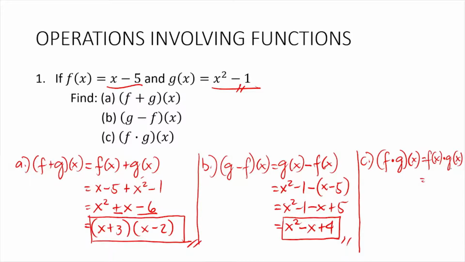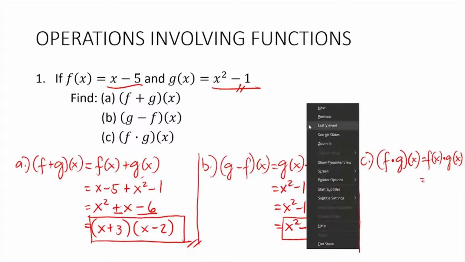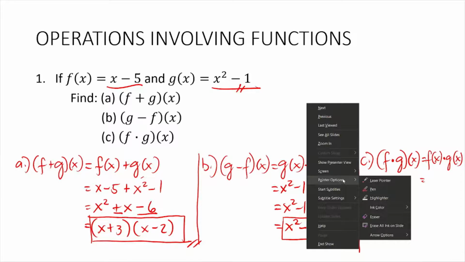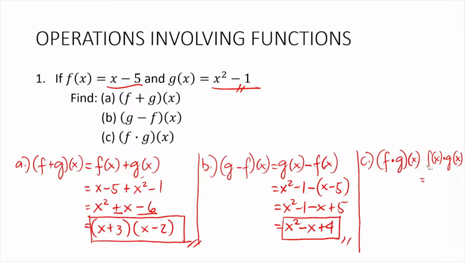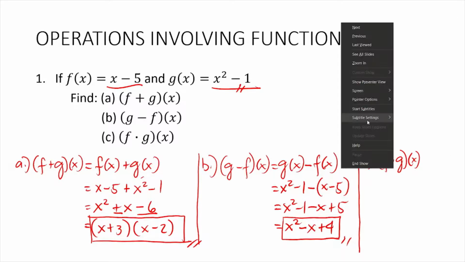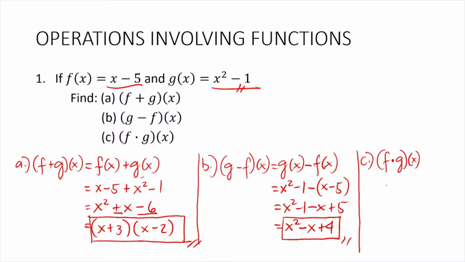So we have here what? Let me rearrange the solution. All right, so let me write the second line here. Again, this is equivalent to f of x times g of x, right? And f of x is x minus 5. So we copy x minus 5. And then we multiply this by g of x, where g of x is x squared minus 1.